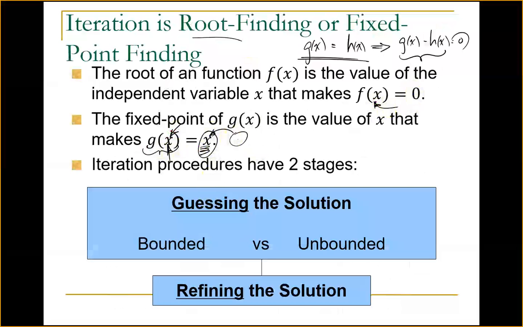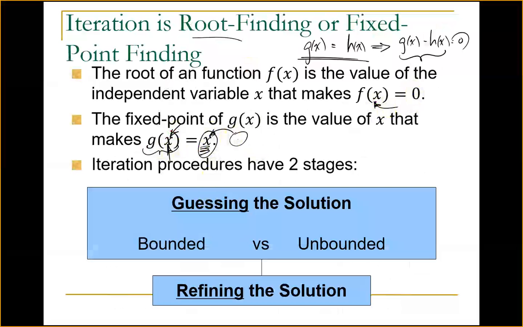Alright, so every iteration has two stages. Generally, the first stage is to guess. You have to start with a guess, and you have to refine, which is like the trial. So trial and error. Okay.